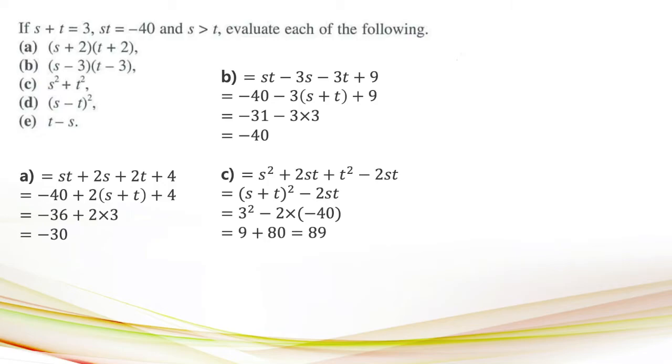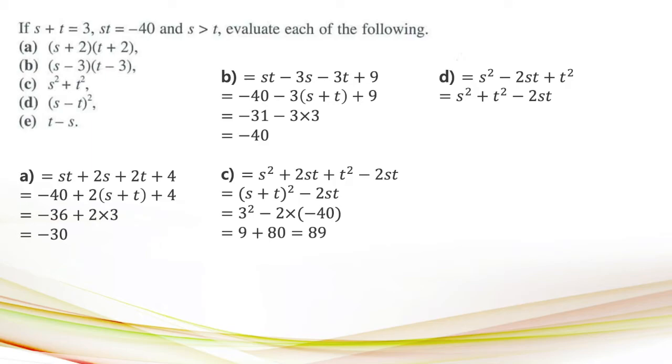Part D. There's not really much to say. We simply have to expand this expression, which is in a very common squaring structure. S minus t squared is equal to s squared minus 2st plus t squared. We can rearrange this and say that it is also equal to s squared plus t squared minus 2st.